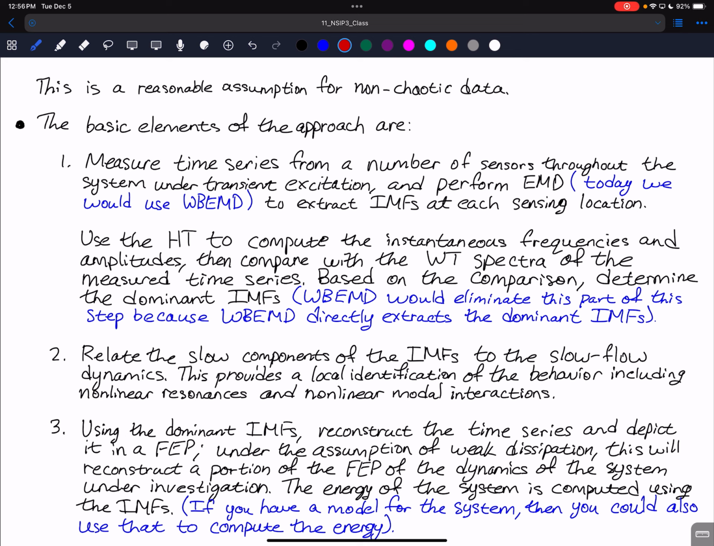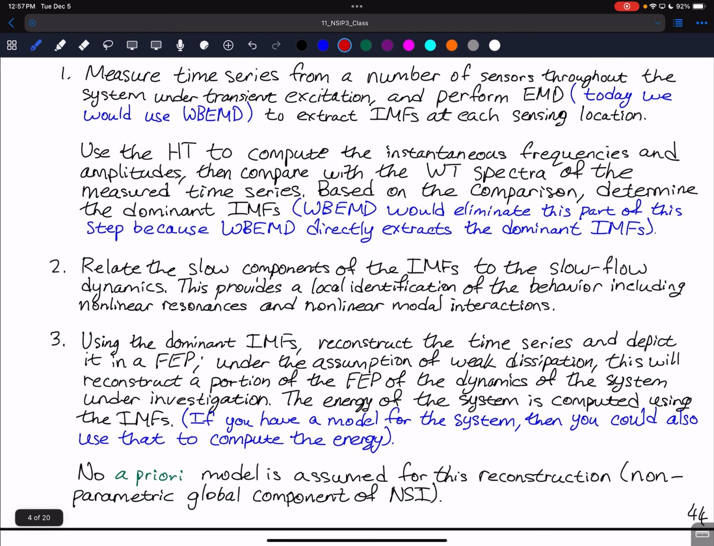So from there, we're going to relate the slow components of the IMFs to the slow flow dynamics. This is exactly what we were doing when we looked at nonlinear resonances and tried to use the wavelet bounded EMD to identify that. The same procedure. Again, this provides this local identification of the behavior, including these nonlinear resonances, as well as nonlinear modal interactions. From there, you're going to use the dominant IMFs to reconstruct the time series and depict that in a frequency energy plot. The assumption that we make here is that there's weak dissipation, and this allows us to extract a portion of the frequency energy plot of the dynamics of the system under investigation.